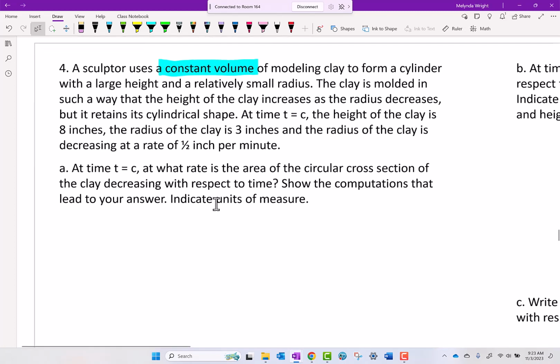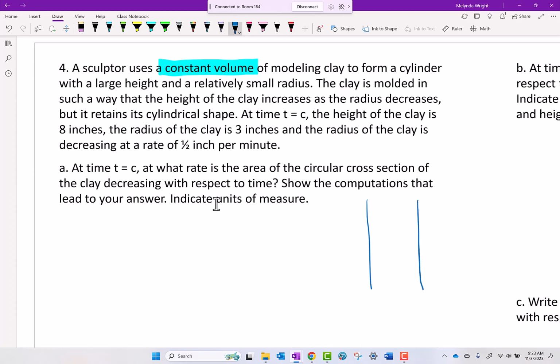Okay, so again, there's a lot going on here. I'm just going to take it sentence by sentence. I'm not going to try to jump ahead and read everything. Then I would just get really confused. So I'm going to draw a cylinder because it says it's a cylinder. Okay, we're in our setup phase, right? That's what we're doing. Okay, so the clay is molded in such a way, large, so we've got height, we've got radius.